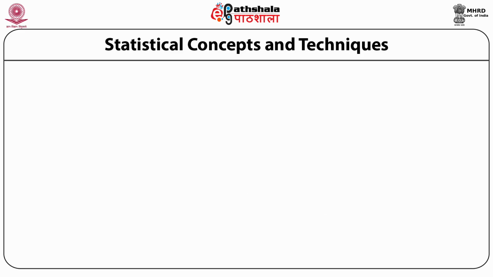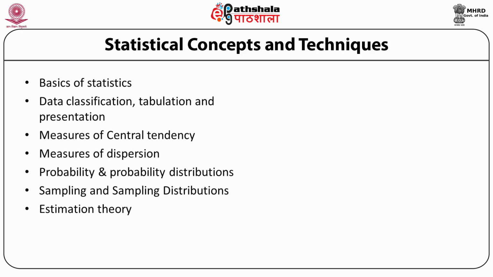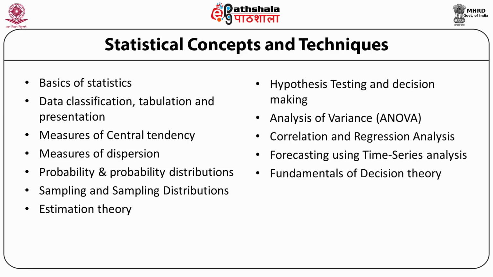The second category of quantitative techniques falls into statistical techniques, and some of the statistical concepts and techniques used for business decision making are as follows. Basics of statistics, data classification, tabulation and presentation, measures of central tendency, measures of dispersion, probability and probability distributions, sampling and sampling distributions, estimation theory, hypothesis testing and decision making, analysis of variance, also called ANOVA, correlation and regression analysis, forecasting using time series analysis, and fundamentals of decision theory.